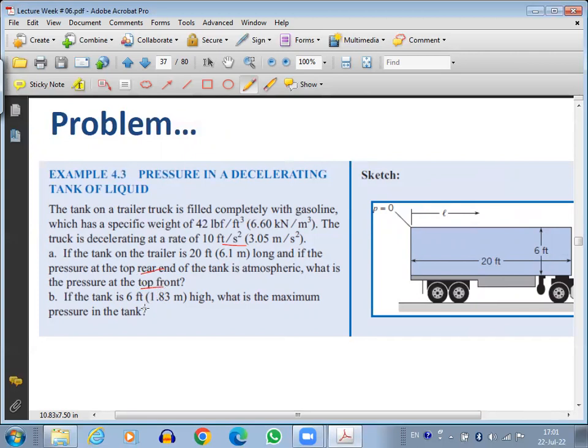What is the rear end and the front end? Yeah, rear means back, front means forward. So for a truck, the front end would be the front of the tank, the rear end would be the back of the tank. Okay. If the tank is 6 feet high, what is the maximum pressure in the tank?